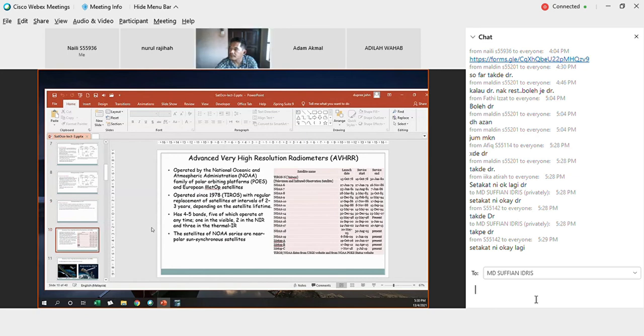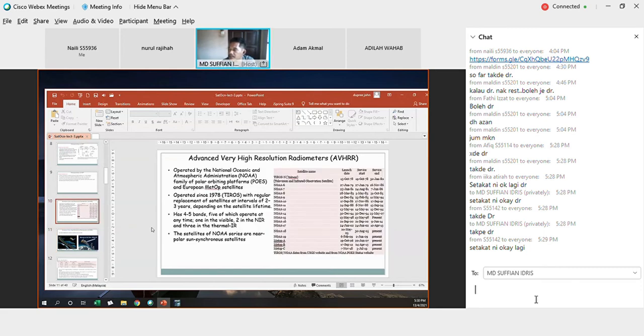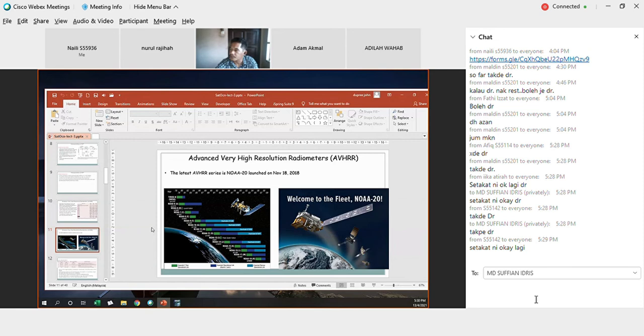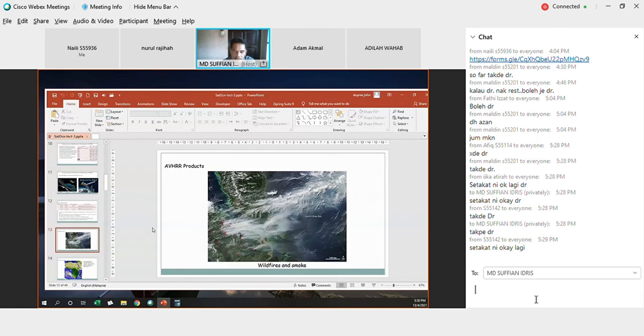Okay. AVHRR, this one is a sensor. You don't need to remember all of its properties, its characteristics. At least you know the name of the sensors that are being used to measure SST.